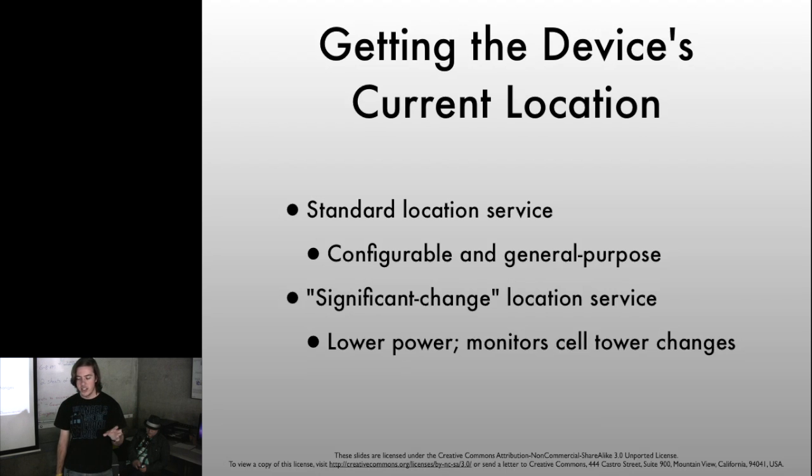Because as you can imagine, determining the device's location is a rather expensive operation on the battery because it requires the device to wake up basically all of its radios, and the more radios you have turned on, the faster your battery is going to drain. So the standard location service, if you really need that fine-grained granularity, you can certainly do it, but keep it off as much as possible because the longer you have it on, the more it's going to tax the battery. The significant change service is written in such a way that it minimally uses the radios, so it doesn't drain the battery so quickly.